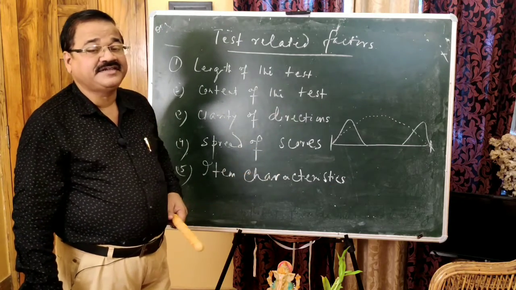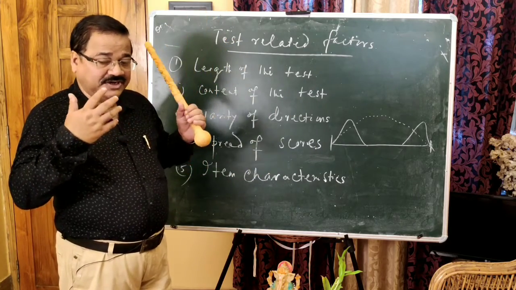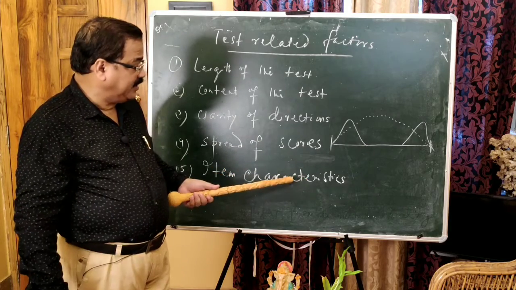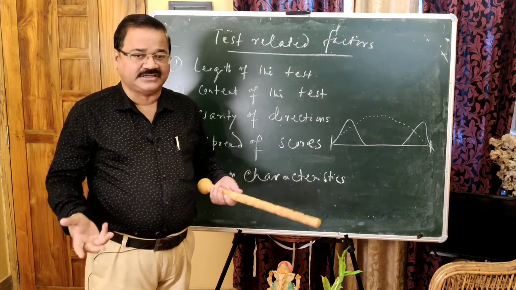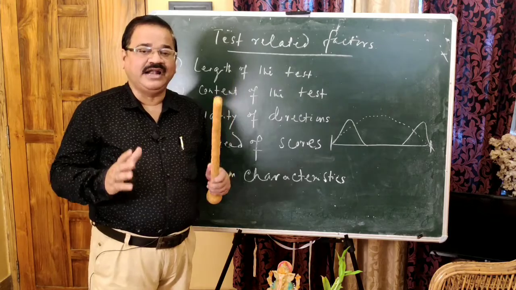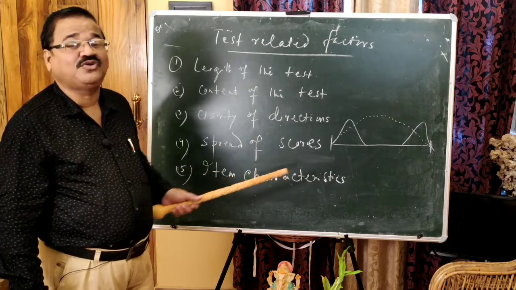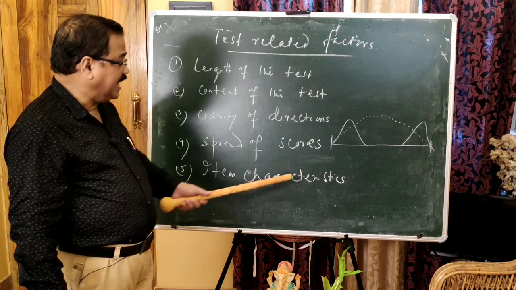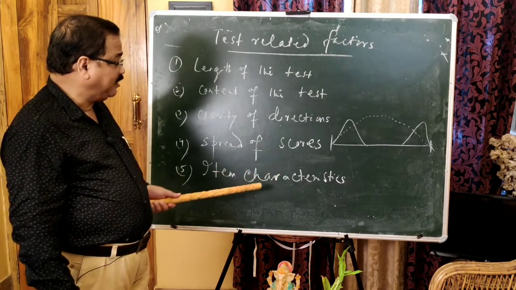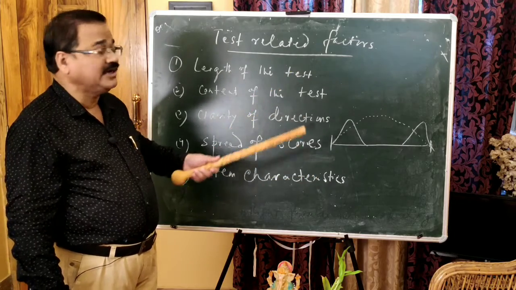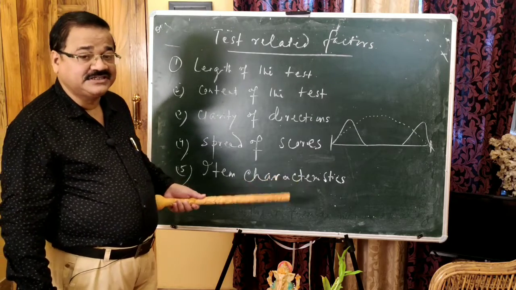Then item characteristics. Items, the questions. If the questions are defective, then because of the defective nature of the questions, students will score lower marks or even higher marks. So the reliability and validity of the test will be affected if poor questions are there. Under item characteristics, let us discuss some sub points: how item characteristics determine and affect reliability and validity, and what the various aspects of good items are. Let us discuss one by one.